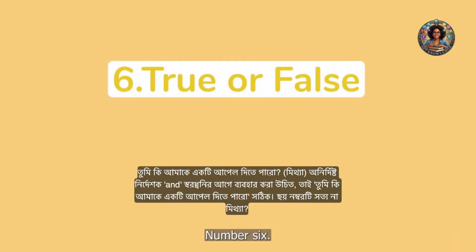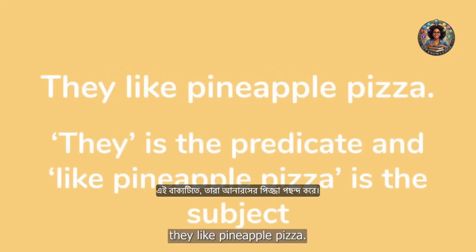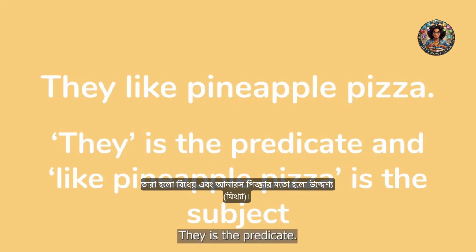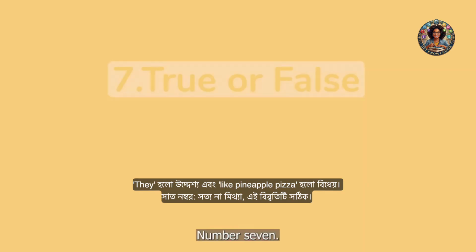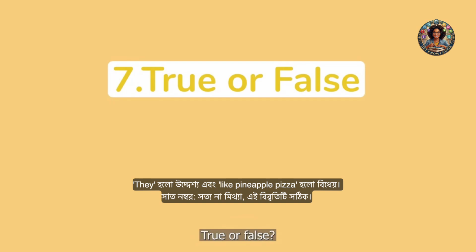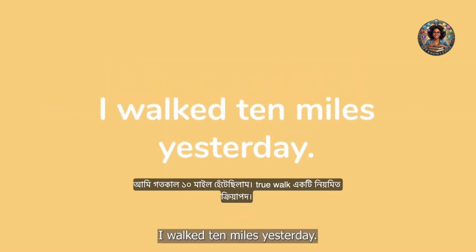Number 6. True or false? In this sentence, they like pineapple pizza, they is the predicate and like pineapple pizza is the subject. False. They is the subject and like pineapple pizza is the predicate. Number 7. True or false? This statement is correct. I walked 10 miles yesterday.